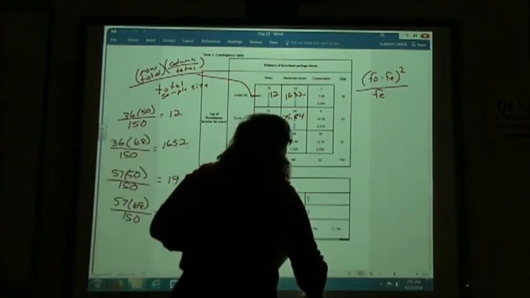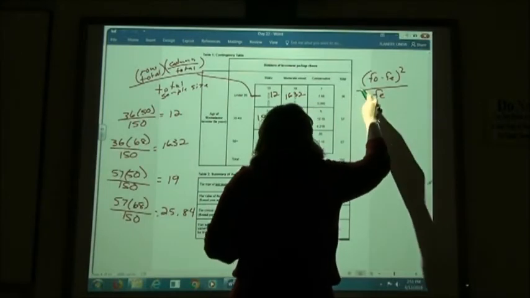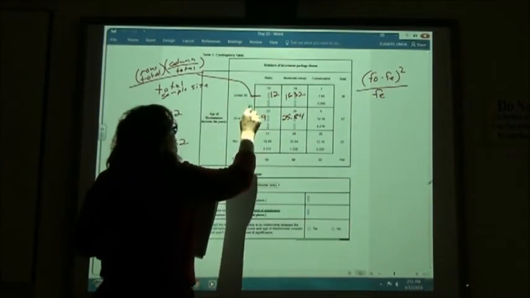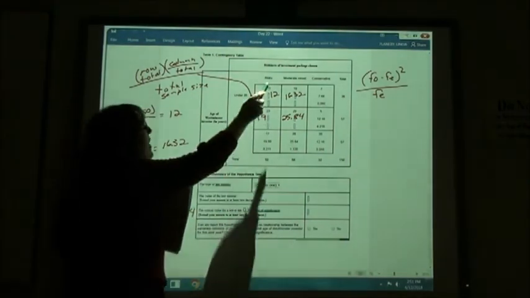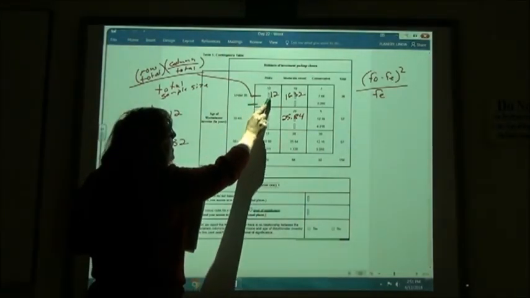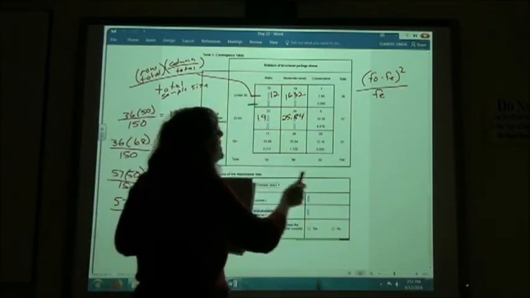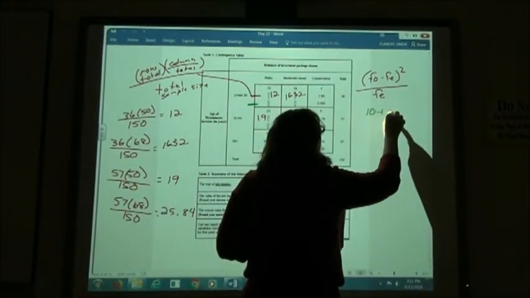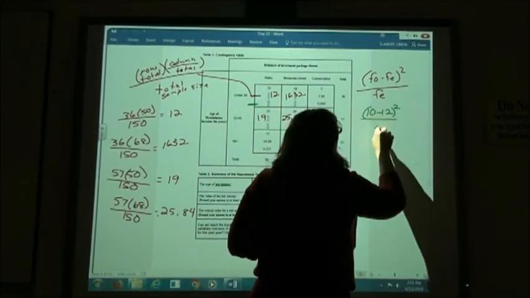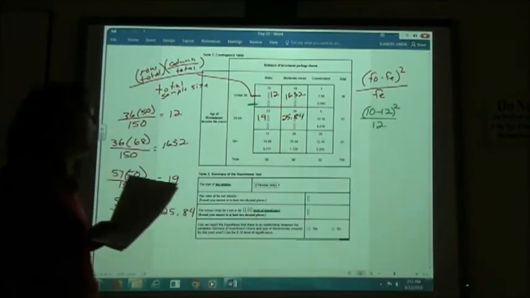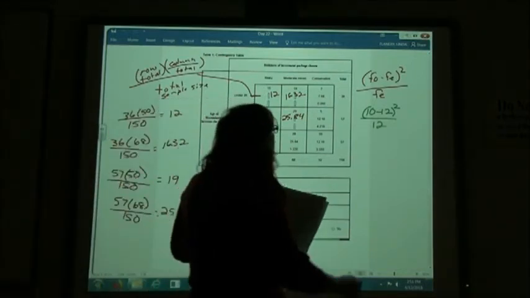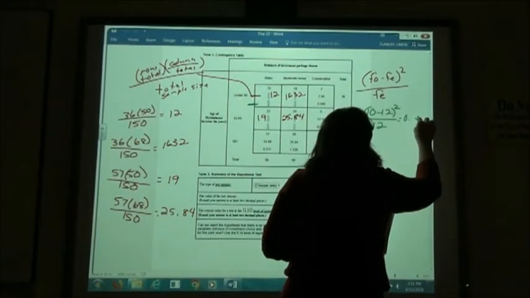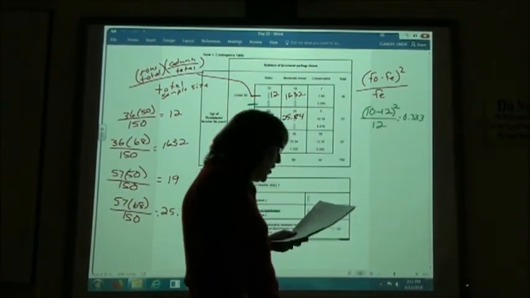I'm going to switch colors here. So when I'm doing these ones here, I'm going to put them in green. So my observed frequency is 10 minus my expected frequency is 12. 10 minus 12 squared divided by 12 would be the number for the first box. If I do my calculation there, I get 0.3333, so forth and so on.